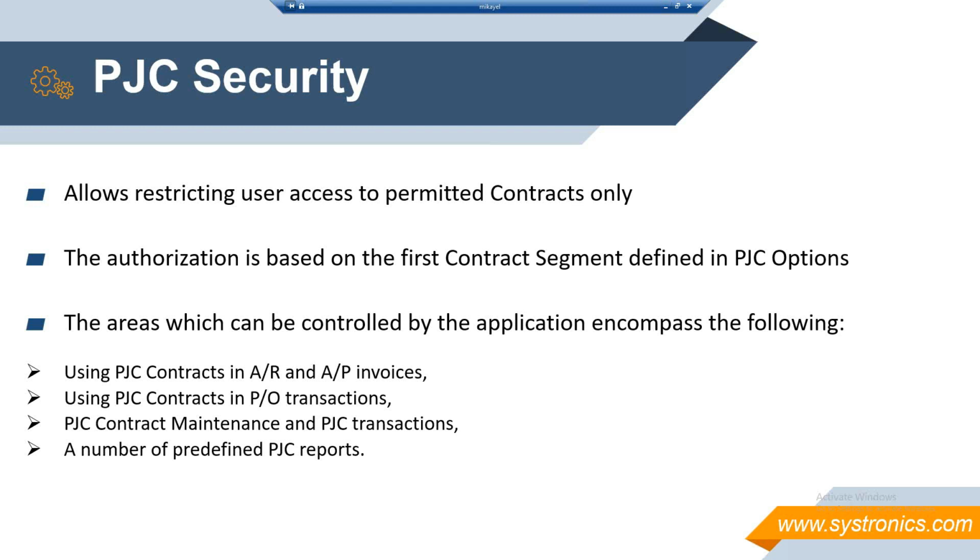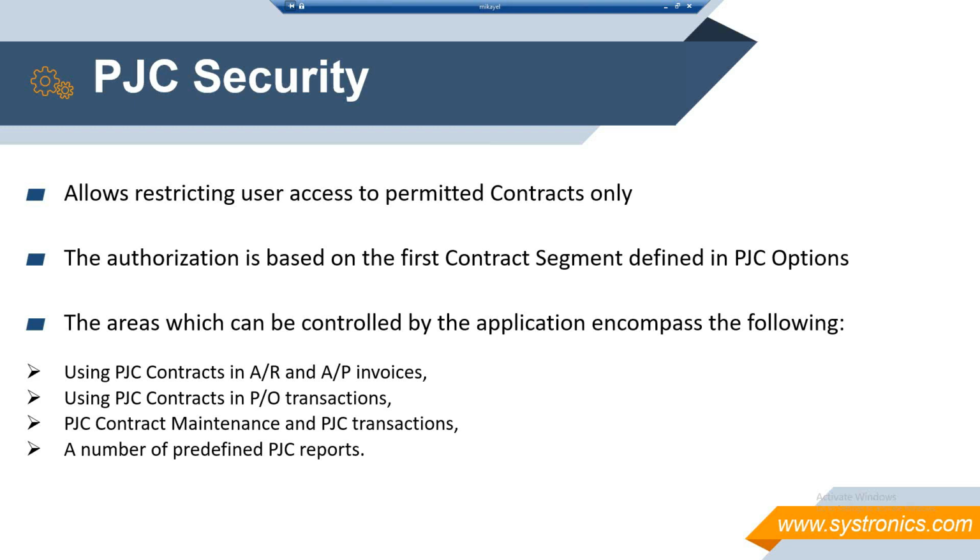For project and job costing module users, it's a well-known fact that there is no standard way to restrict user access to certain contracts. PJC Security takes care of this. It allows restricting user access to permitted contracts only. It can be used to prevent users from entering transactions for the contracts they are not involved with or view sensitive information about such contracts. It can also help users in finding data they work with more efficiently as they see less unnecessary data.